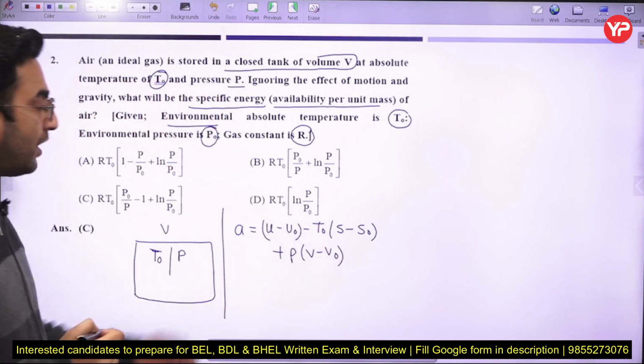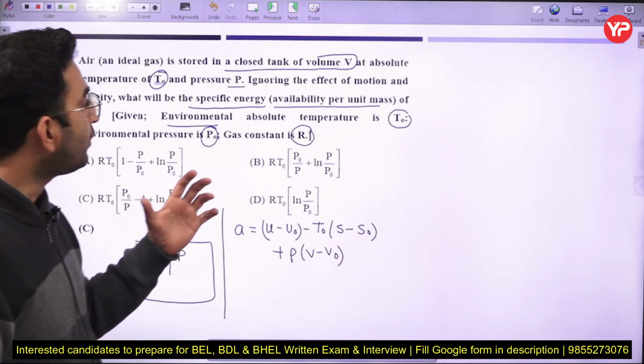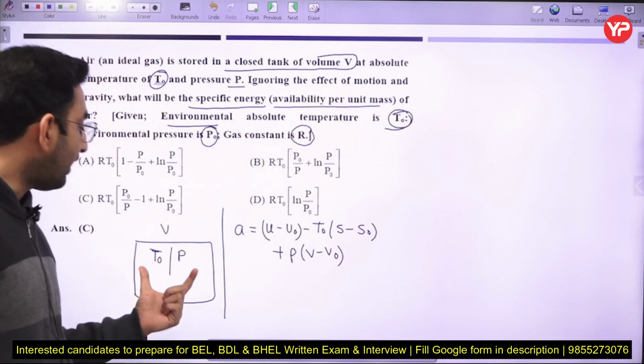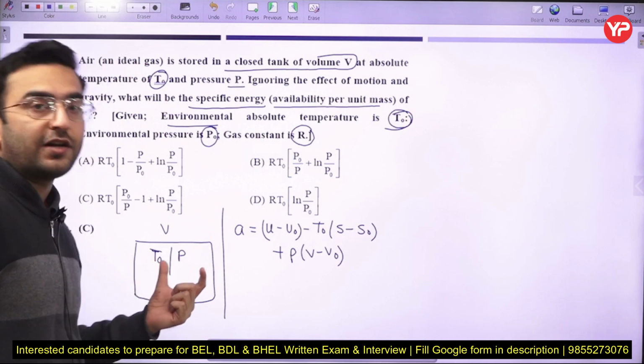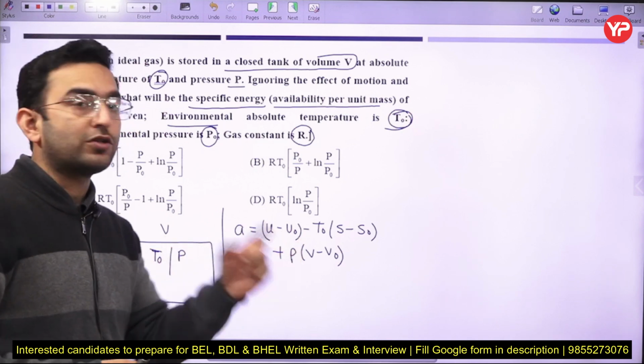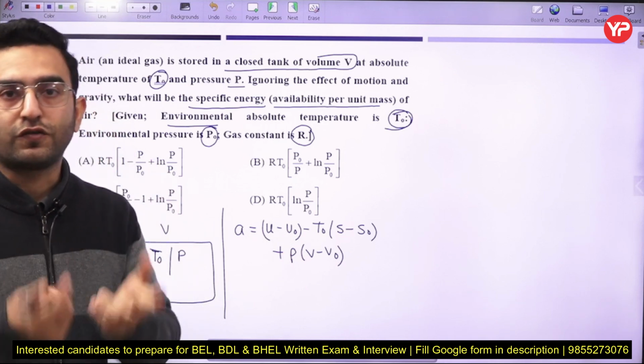Okay, so the notations with the O subscript represent the environmental conditions here. Now you can see the environmental temperature is T naught, and along with that the temperature of the air inside the container is also T naught. So we can say the change in internal energy, U and U naught, is going to be 0 here. Why so? Because for an ideal gas the internal energy is a function of temperature only.